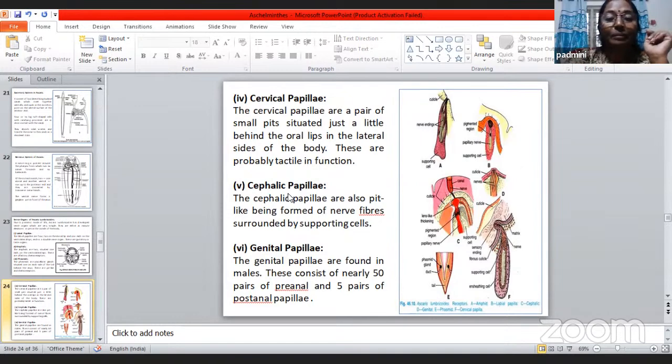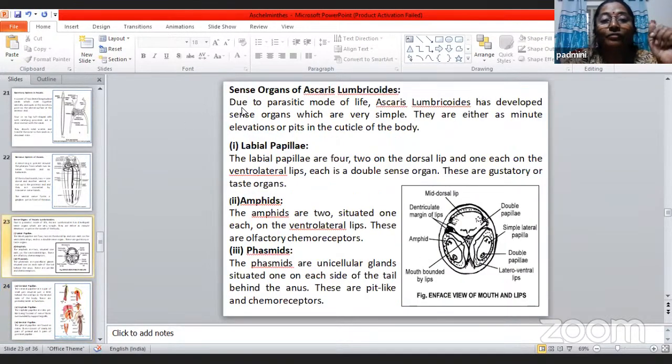Then you have cephalic papillae, cephalic meaning head region, right? Cephalic papillae are also pit-like, being formed of nerve fibers surrounded by supporting cells. And the last one, you have genital papillae near the genital end. They are found in males. I told you all, there were 50 pairs of papillae in the pre-anal region and 5 pairs in the post-anal region. So totally, you have 110 papillae at the cloacal region in the males, which is not found in the females. So these are the sensory organs of Ascaris lumbricoides.